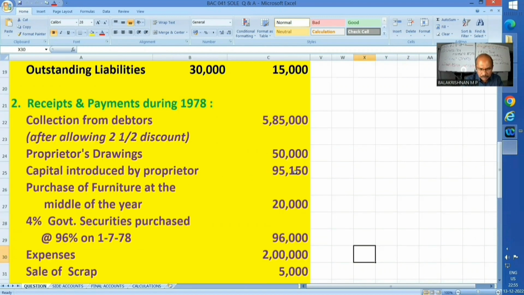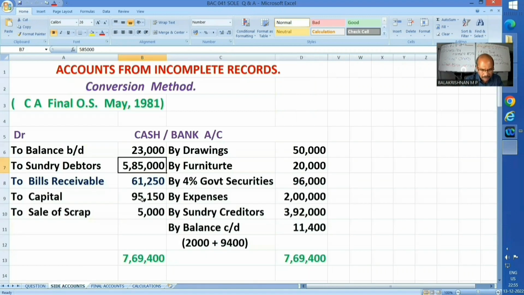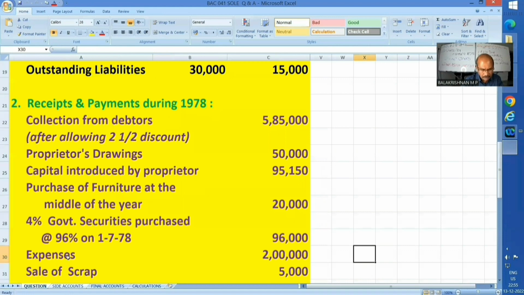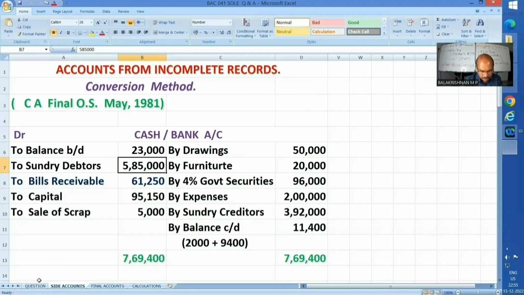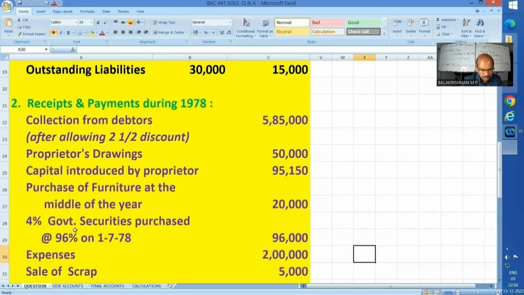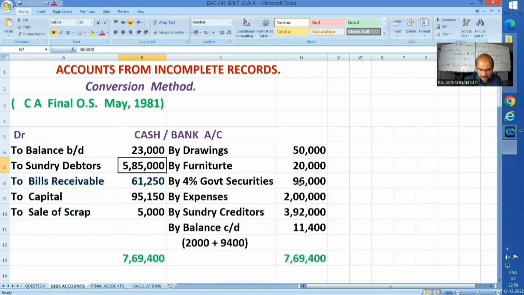Capital introduced by the proprietor, inflow into the cash or bank, 95,150. I've shown there. Purchase of furniture, 20,000. I've shown it there. 4% government securities purchase, 96,000. As it is, I've shown there. Payment, purchase of securities. Okay.